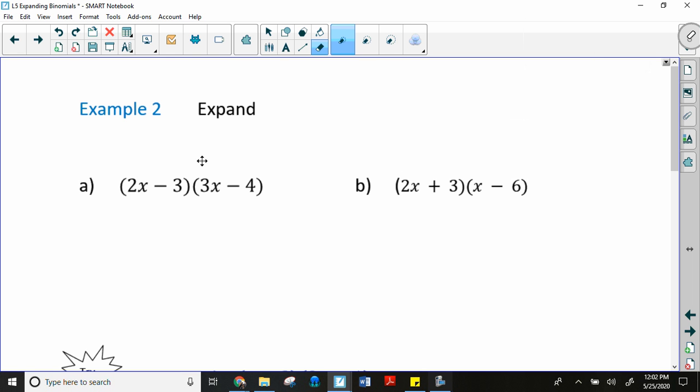We're going to make the questions a little bit harder by putting a leading coefficient, like a number in front of the x values. Same thing. We're just multiplying, okay? It's still FOIL. You just have to be a little bit more careful when you're multiplying. So FOIL.